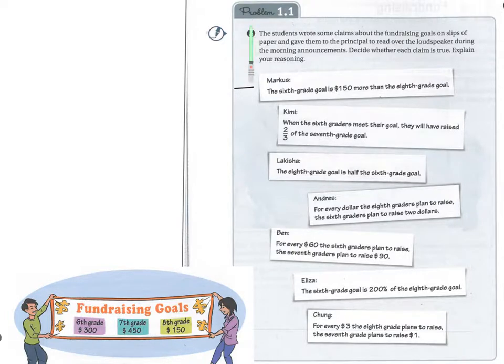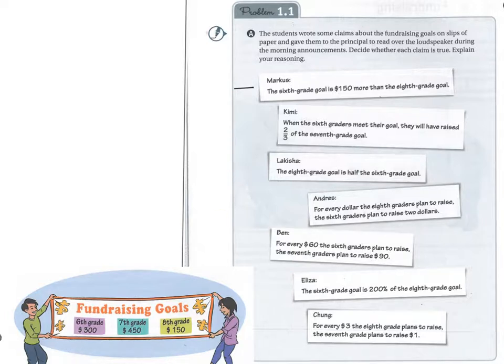So, problem 1.1, make sure you label your paper in the upper right-hand corner, and you write problem 1.1, part A. Part A simply says, the students wrote some claims about the fundraising goals on slips of paper and gave them to the principal to read over the loudspeaker during the morning announcements. Decide whether each claim is true and explain why or why not. So this is a claim. These are all claims that are to be possibly read over the loudspeaker, but obviously we wouldn't want to have a claim read if the claim was wrong.